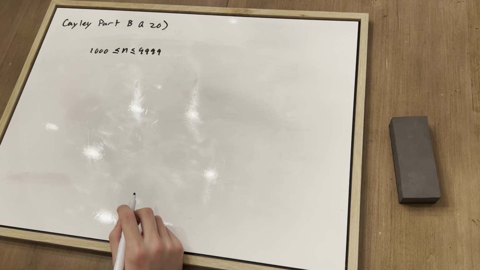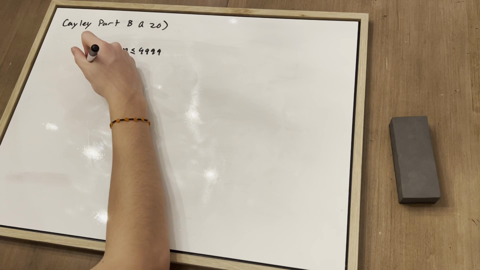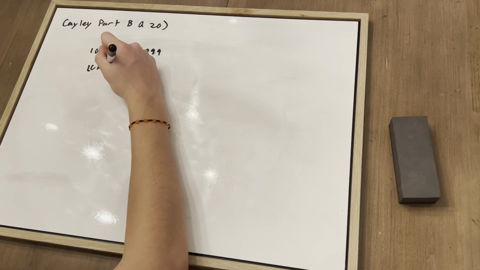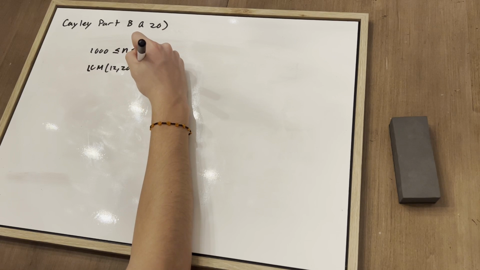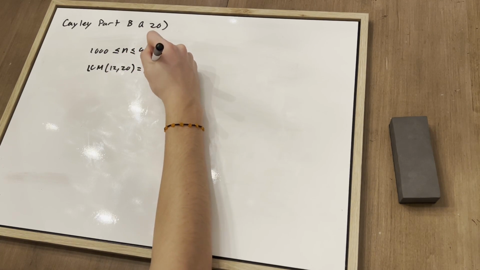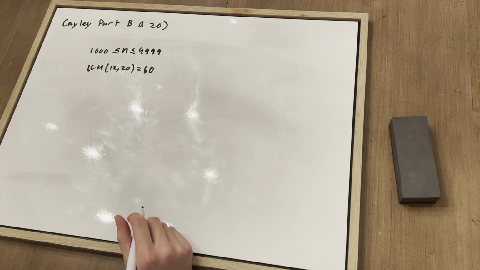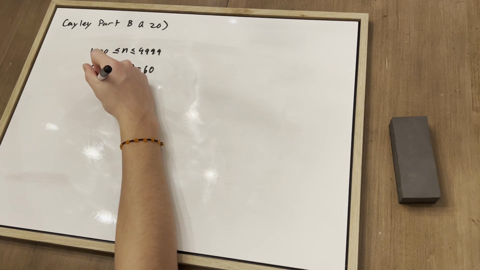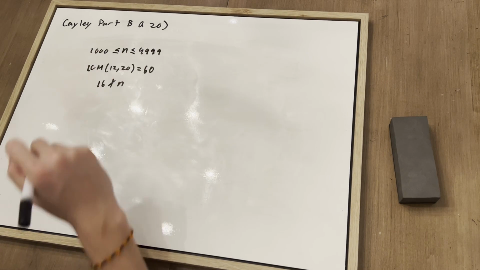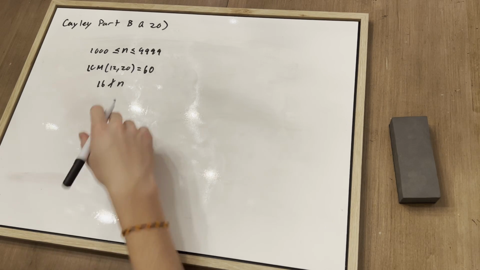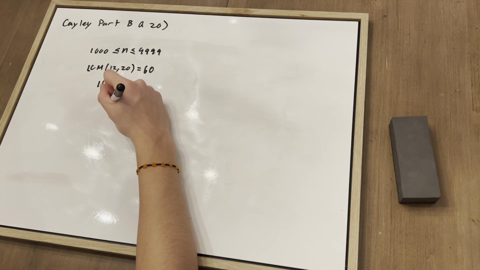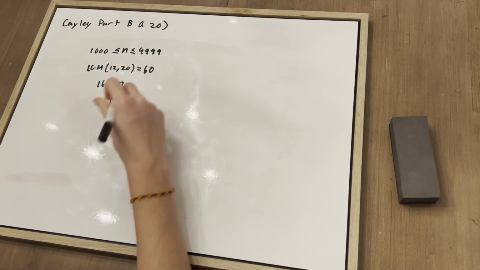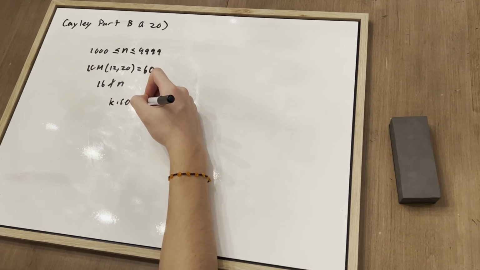So the next thing we do is to take the least common multiple of 12 and 20. This gives us 60. And this 60 is important because any number that is divisible by both 12 and 20 must also be divisible by 60. And the final restriction is that n is not divisible by 16, which you can write like this. 16 is not a divisor of n. So from here, what we can conclude is that if we have a constant k times 60 is equal to n, where k is an integer. This is how we basically write this in algebra.